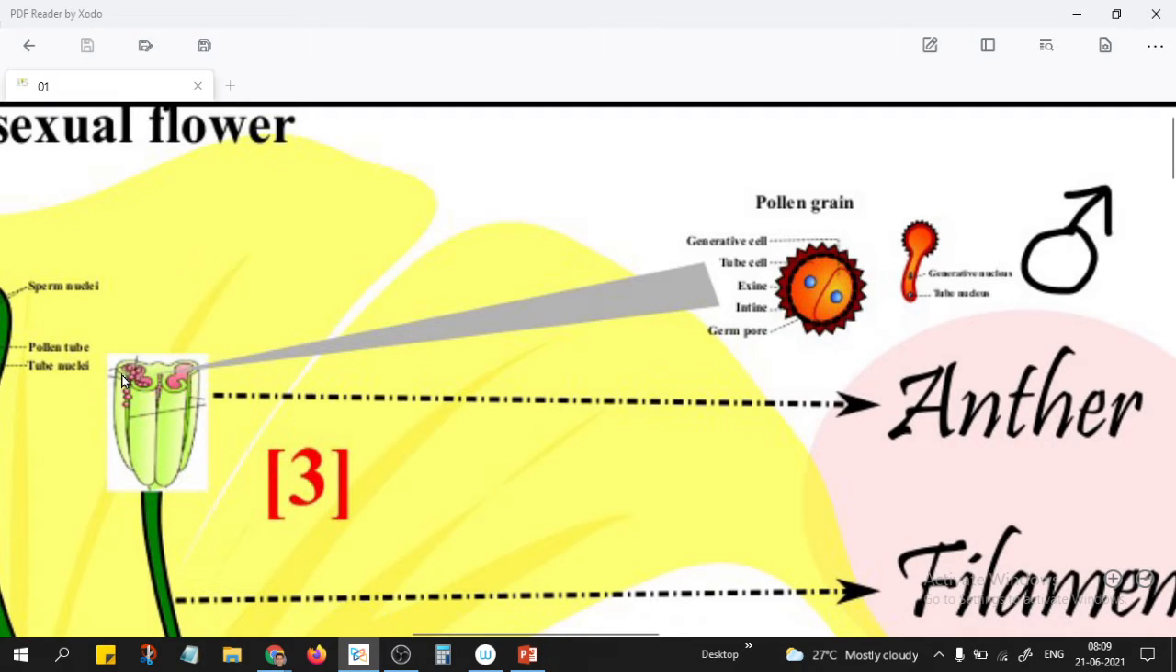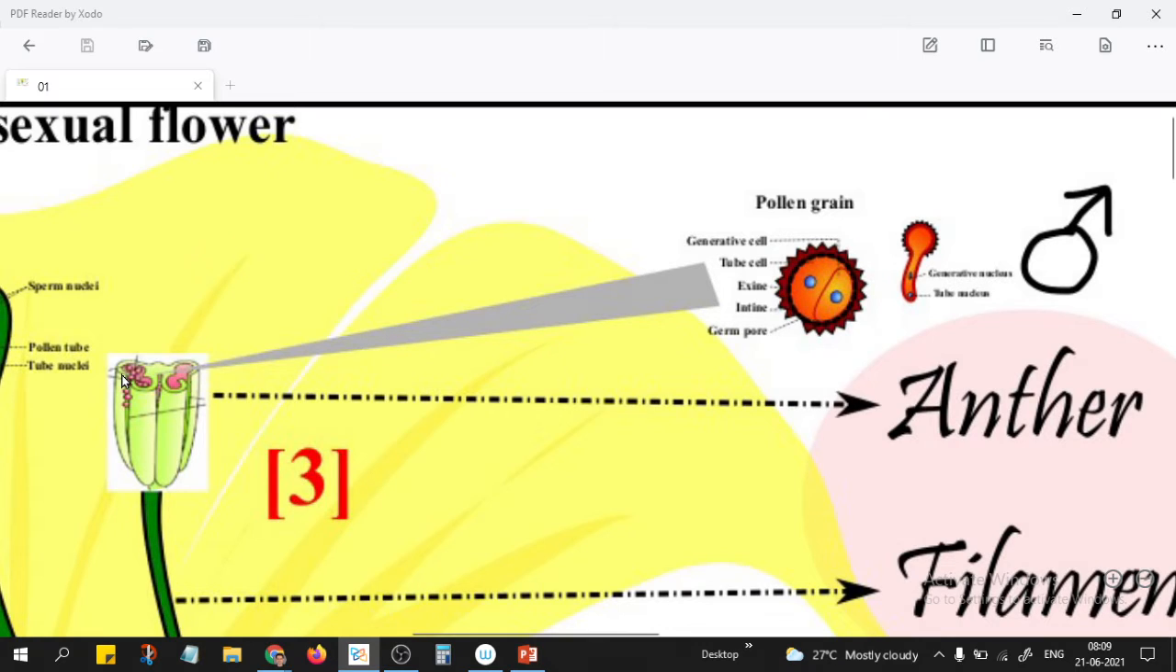The other one is the unisexual or incomplete or imperfect. Under this one the examples are papaya and palm. They will have only one of these structures, either the male reproductive or the female reproductive structure. That is why it is called the unisexual or incomplete, imperfect flower. So it will have either the male or the female.